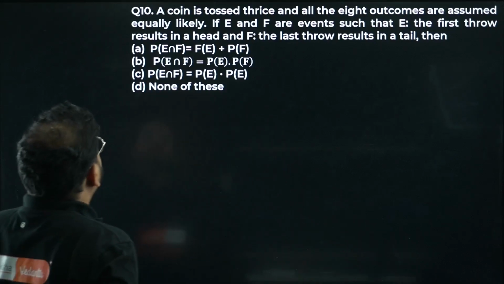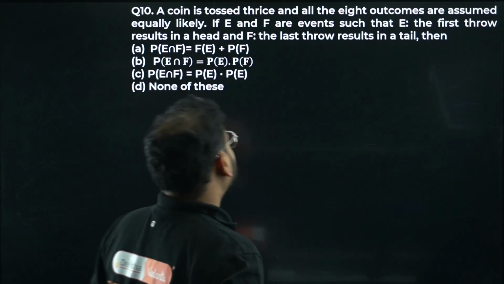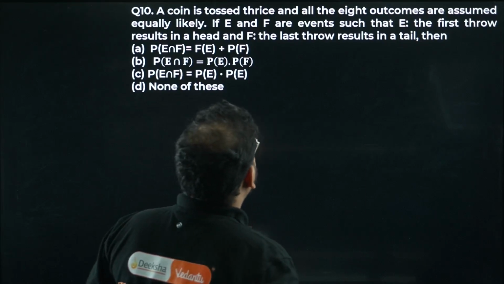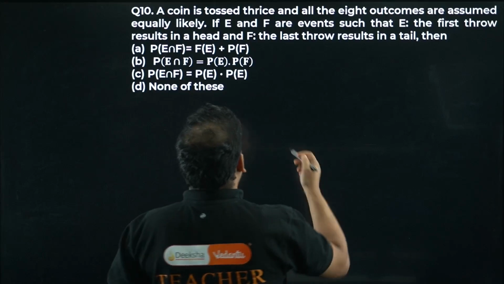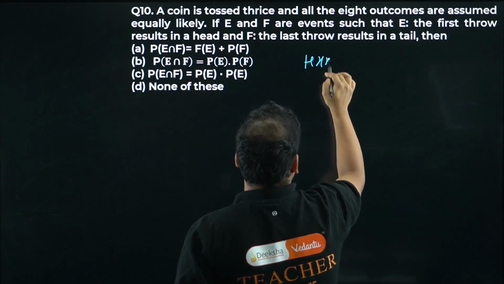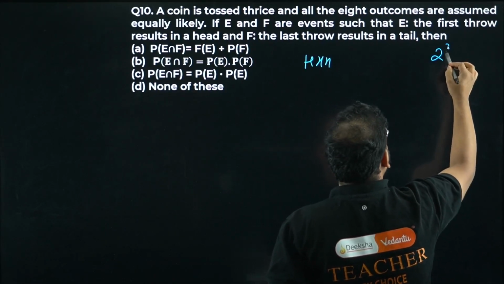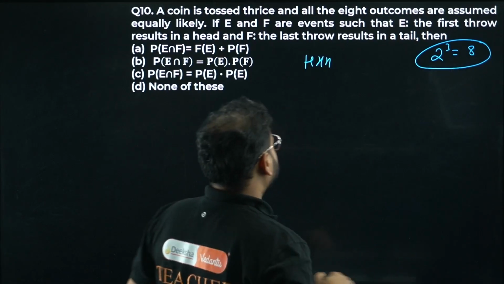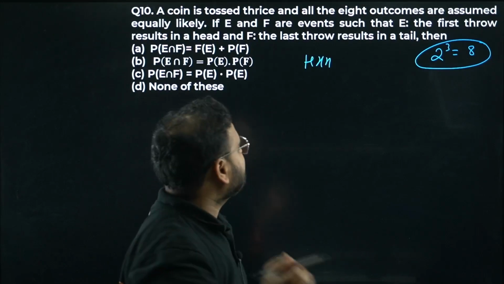A coin is tossed thrice and all the 8 outcomes are assumed equally likely. Of course, it means the unbiased condition is there. If E and F are events such that E is the first throw results in head. We know if you toss 3 coins, we have a total of 8 possible outcomes, 2 power 3. That's okay. What are those outcomes? I don't have to write all those outcomes. We are looking for just events E and F.